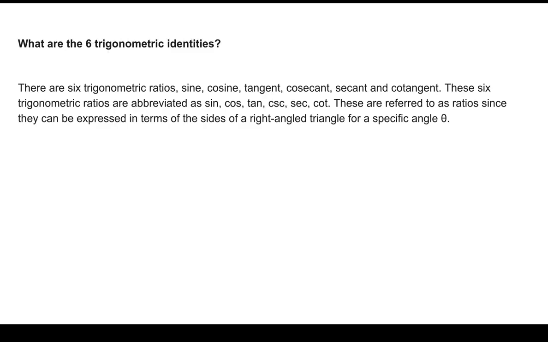What are the 6 trigonometric identities that exist? There are 6 trigonometric ratios: sine, cosine, tangent, cosecant, secant, and cotangent. These 6 trigonometric ratios are abbreviated as sin, cos, tan, csc, sec, and cot. These are referred to as ratios since they can be expressed in terms of the sides of a right-angled triangle for a specific angle.